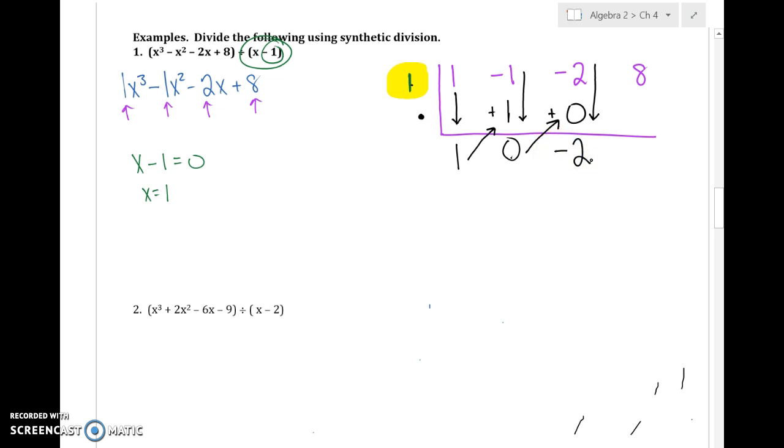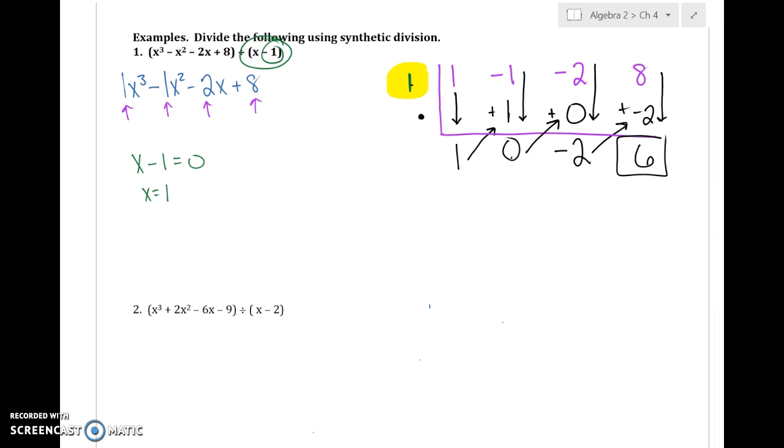-2. Now we're going to multiply again. The outside number 1 times -2 is -2. Then we add straight down. What is 8 plus -2? 6. Put a box around 6. Okay. Now, does that seem pretty easy if you know the pattern?